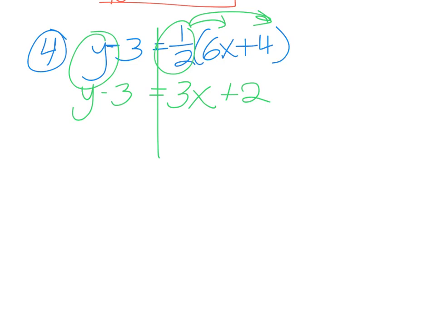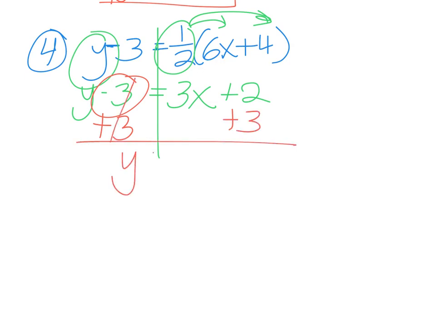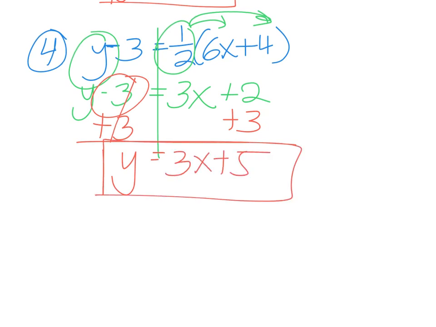The only thing that we have to do here is get rid of that minus 3 by adding 3 to both sides. Now be careful, remember to add and subtract like terms. So add 3 here. That cancels out to 0. So I'm left with y is equal to 3x plus 5. Alright, that is the end of your notes. If you need to go back and replay some of the notes because I went too fast, you're more than welcome to.